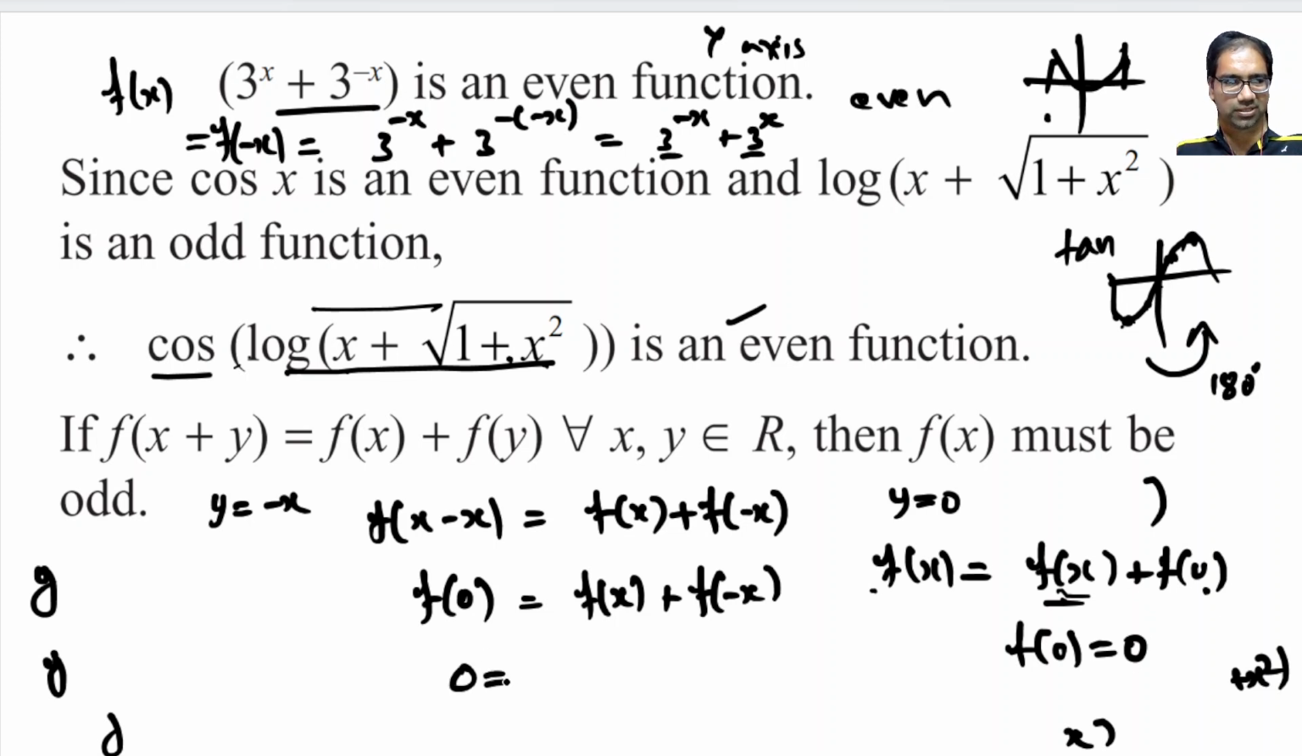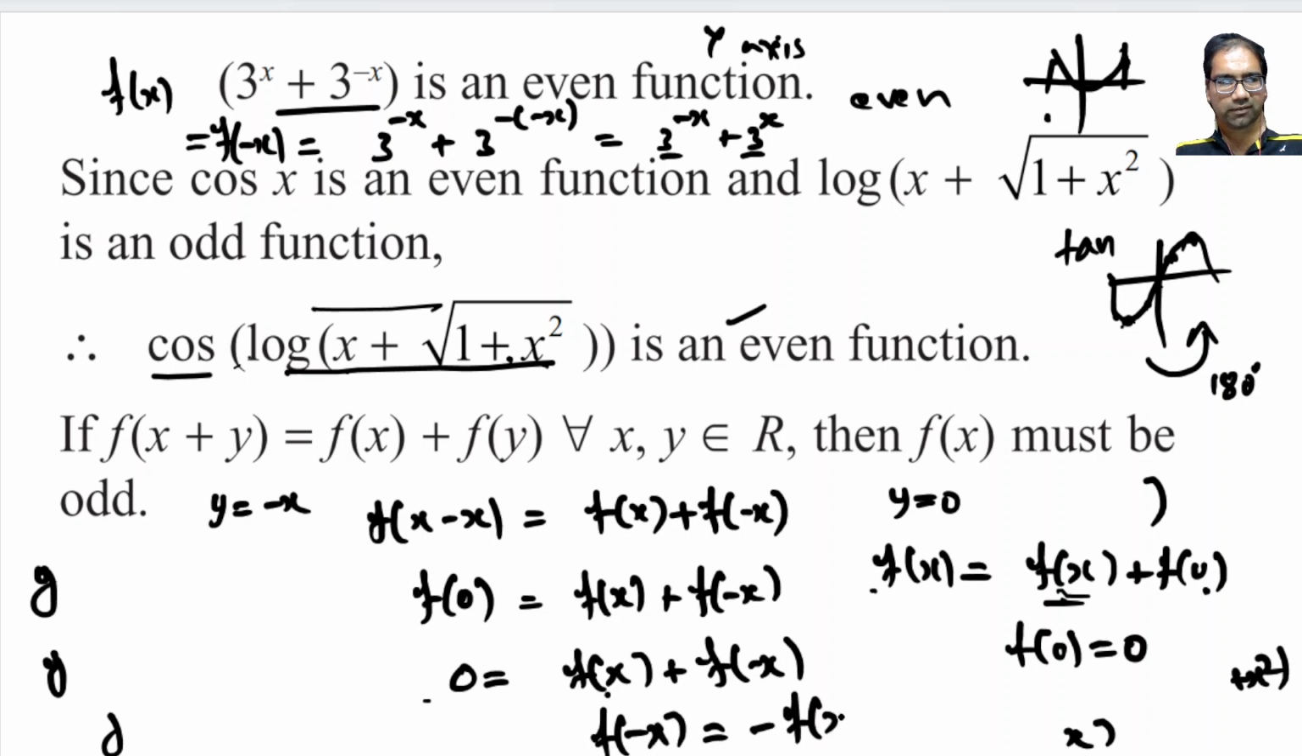What does that mean? 0 equals f of x plus f of minus x. If you bring it to this side, f of minus x is equal to minus of f of x. Very simple. So that means this is actually odd. We are given a slightly lengthy, big proof, but essentially, f of x plus y equal to f of x plus f of y, we can directly say that it is an odd function.